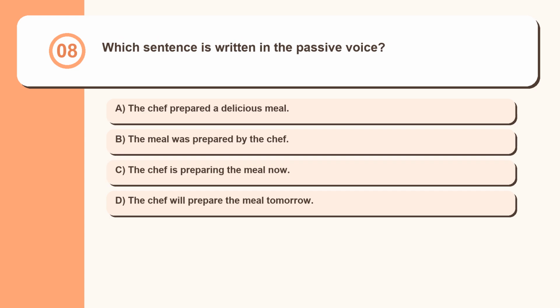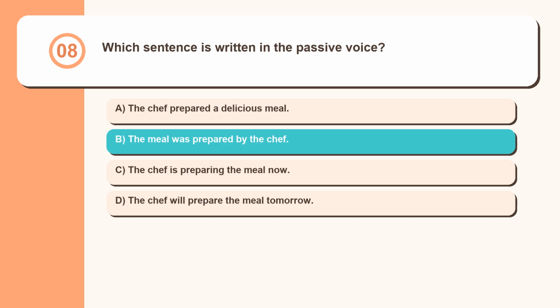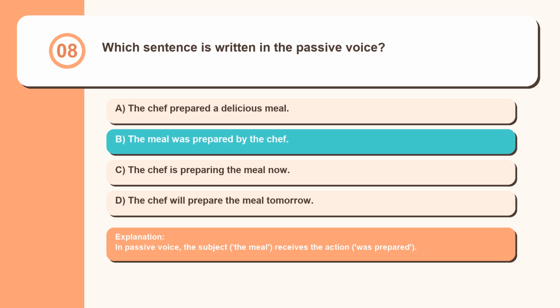Question 8. Which sentence is written in the passive voice? The chef prepared a delicious meal. The meal was prepared by the chef. The chef is preparing the meal now. The chef will prepare the meal tomorrow. In passive voice, the subject, the meal, receives the action, was prepared.